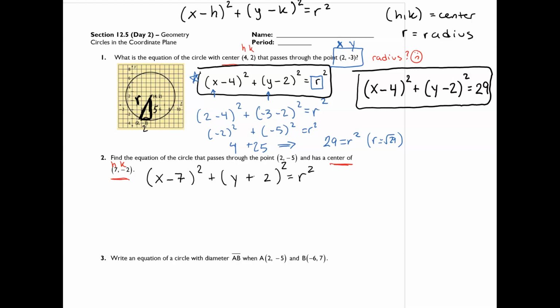Use your other points to find your r squared. Come back in a moment, see the answer, see if you got it right.